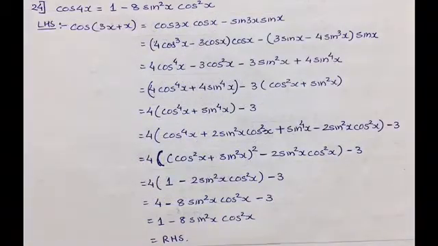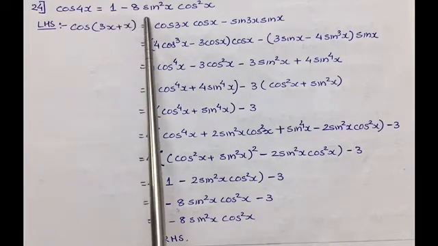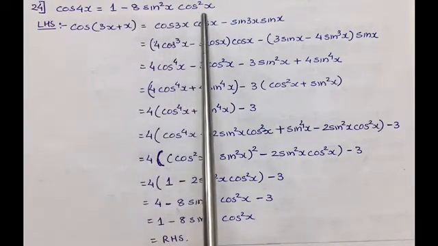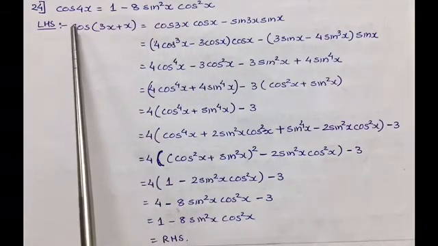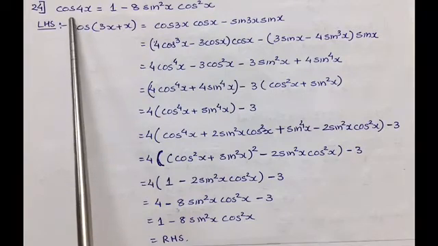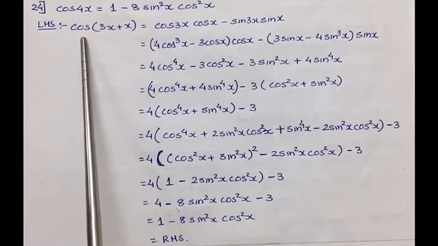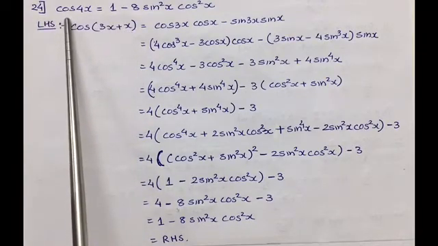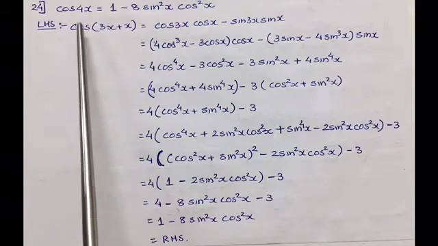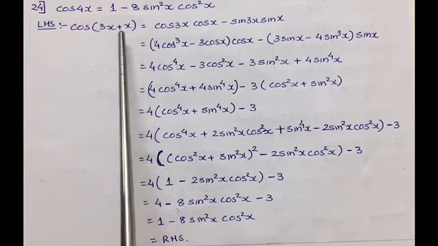24th one, given is cos 4x is equal to 1 minus 8 sin square x cos square x. It is just similar to the previous example, the 23rd. There it was given tan 4x and we expressed it as tan of 3x plus x. Now instead of tan we have got cos. So cos 4x we will express as cos of 3x plus x.